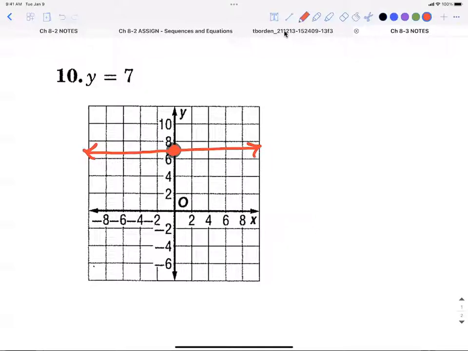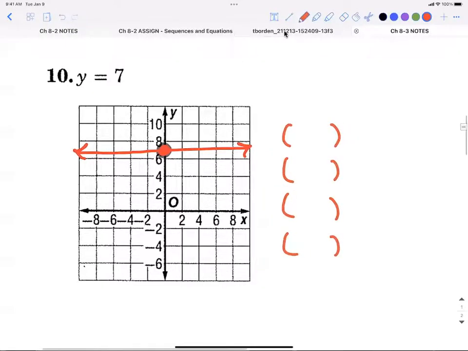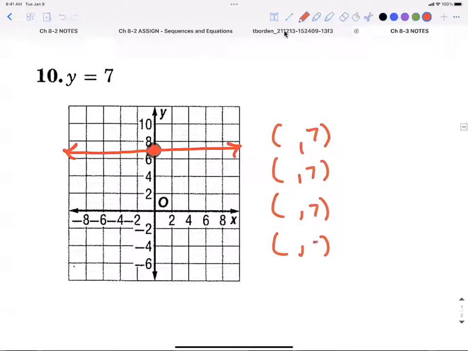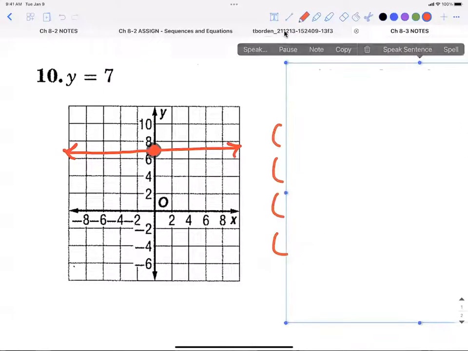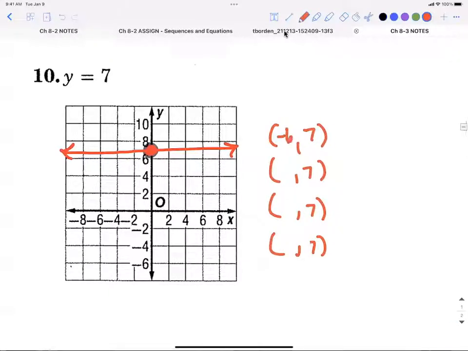It says with ordered pairs, so we're doing this backwards, but for y equals, do the graph first, and then as your last step, go ahead and give me 3 or 4 points. What's my y value on every single one of these points going to be? 7. And it doesn't matter what x's you pick. Just pick ones that are on your graph. So -6, -2, 3, and 5. I randomly picked 4 x's that were along my line somewhere.